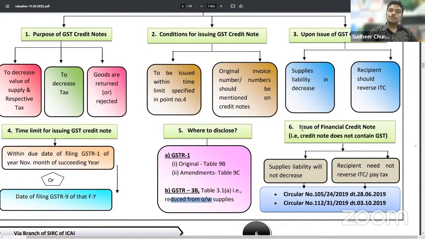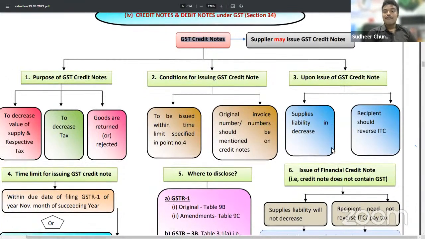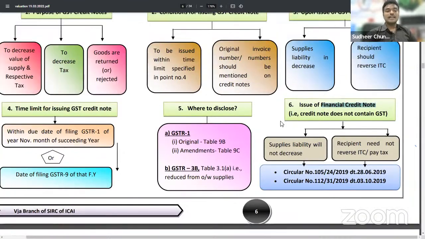Next, issue of a financial credit note. Sir, what I have discussed till now is the GST credit note, that means a credit note containing GST. But what happens if a financial credit note is issued? Sir, what do you mean by the term financial credit note? A credit note that does not contain GST is called a financial credit note.